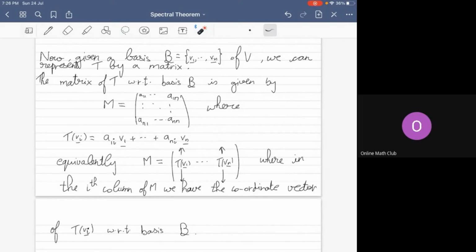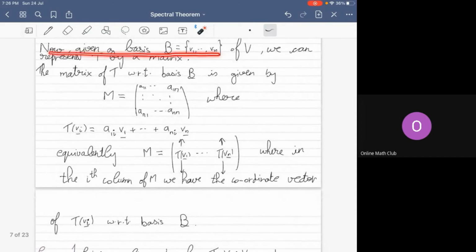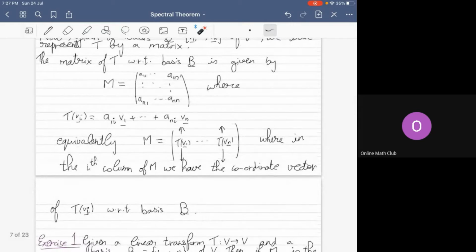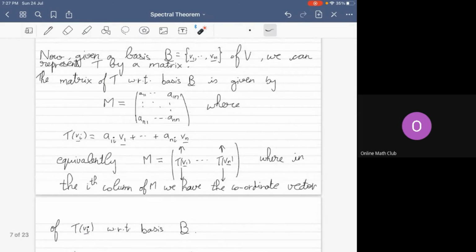Now we ask the same question. Given a basis B of the vector space V, what does T do to the coordinatizations? Like if we choose a basis, then we essentially coordinatize V. So it turns out then T is just multiplication by a matrix. So let's define this first and then we'll check it.